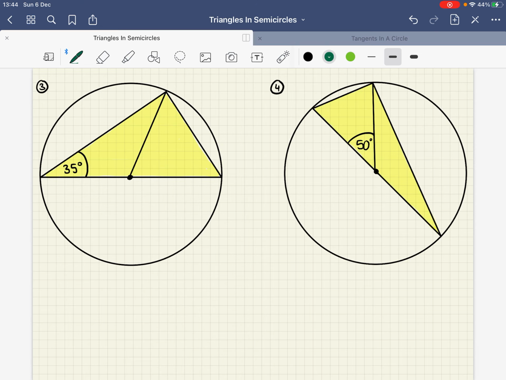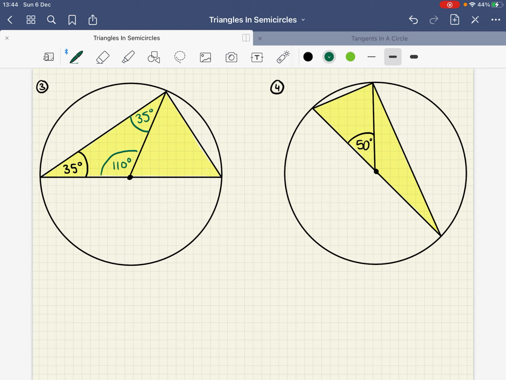So to start off with, that 35 degrees is also going to be 35 degrees down here. And then adding them up, that's 70. Take that away from 180. That's going to give me 110 degrees here.